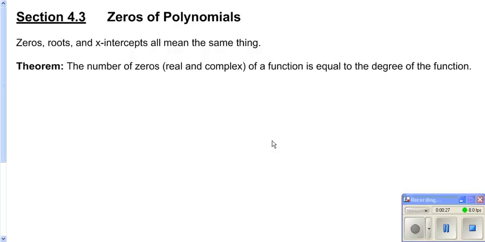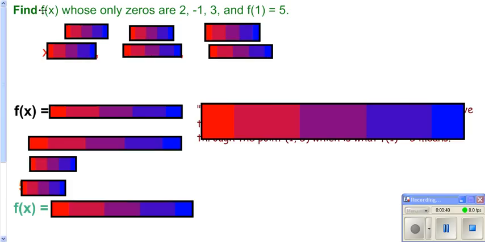Now, when you're looking at those zeros, they may be real or they may be complex or they may be a combination of real and complex, but it will always add up to the same value as the degree for the number of zeros. So as we take a look here, we are given our zeros, and we looked at a problem like this in the last section. So it's a Jeopardy problem, working backwards.